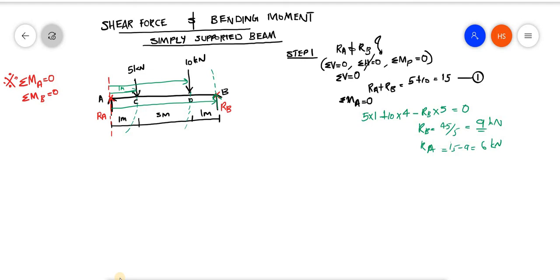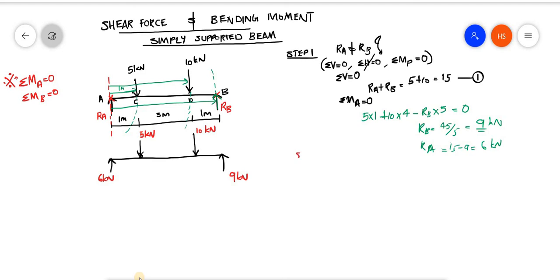So now I am just drawing the figure with the obtained loads. Here I have these loads: RA is 6 kilonewton, here it is 9 kilonewton, and there are 5 kilonewton and 10 kilonewton. So these are all the loads acting.